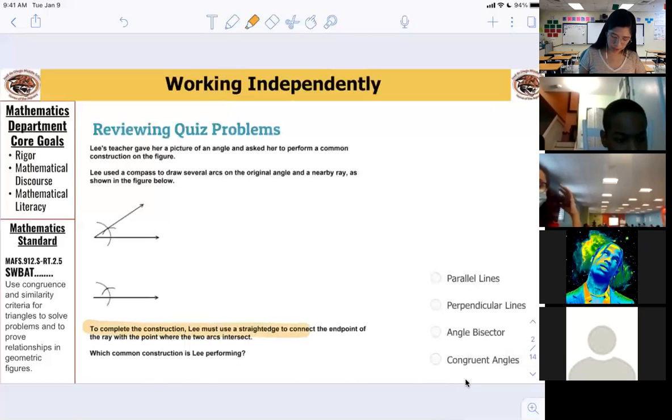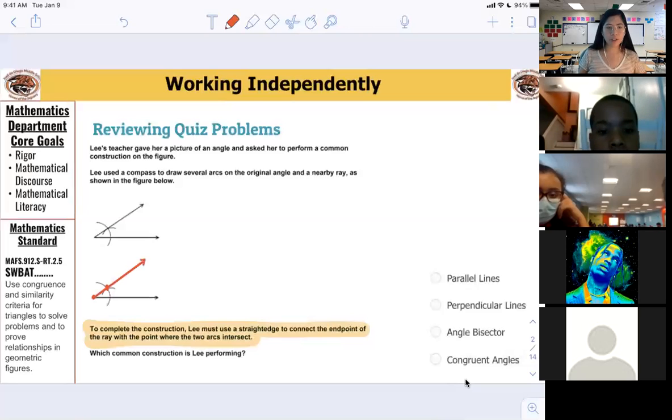Okay. Now in this problem, they're very nice with this problem because they're telling you exactly what comes next. They're saying that Lee will connect the endpoint of the ray, so that's the endpoint, with the point where the two arcs intersect, which is right here. So she's doing this. That's not a hard question. What did she just do?